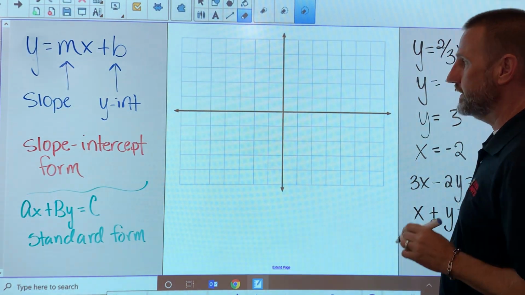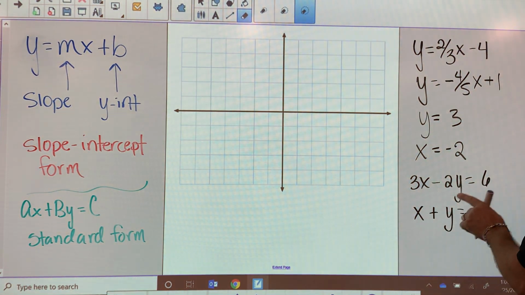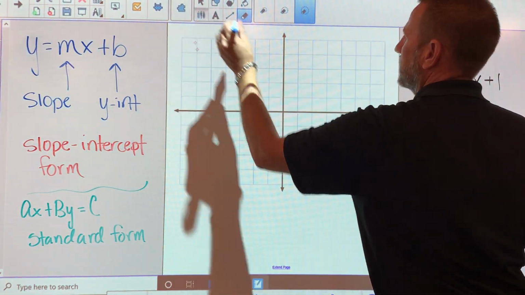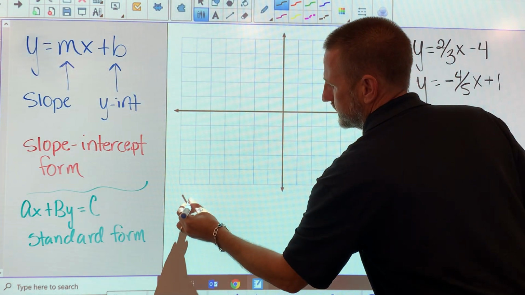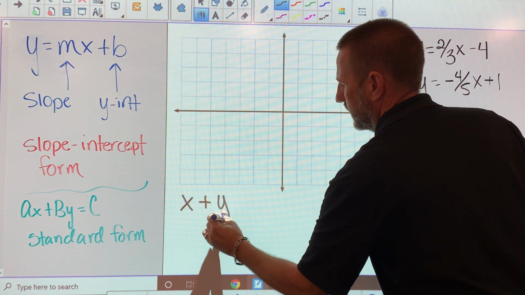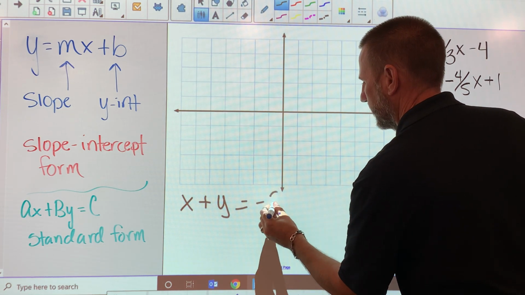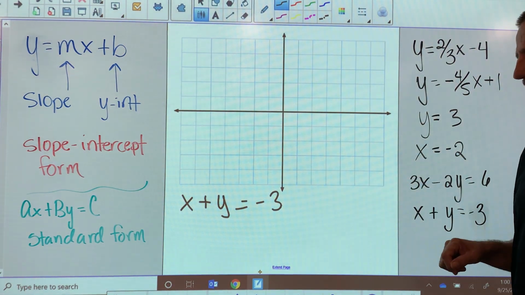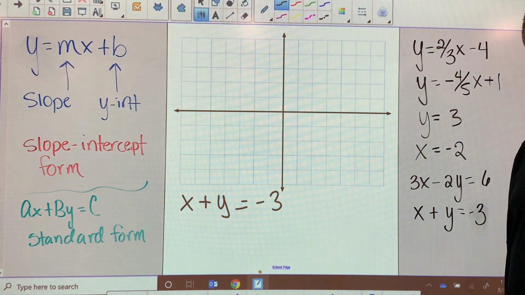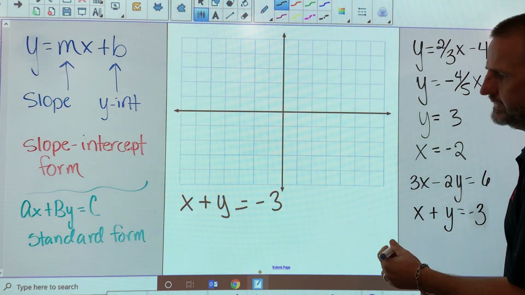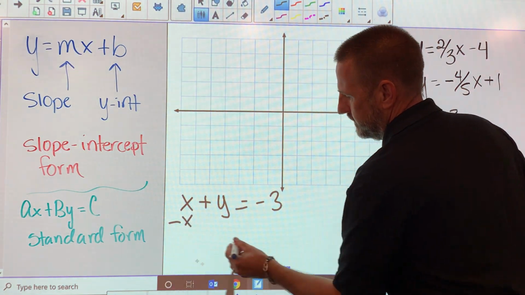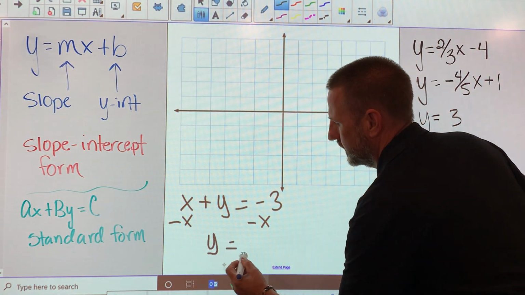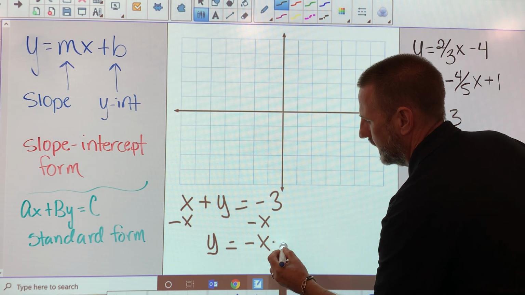All right, so our last one, x plus y equals negative 3. Okay, so I need to get x from the left side, I need to move it over to the right side so that I get y by itself. So I can subtract the x, and now let's bring down what we have. We have y equals negative x minus 3.